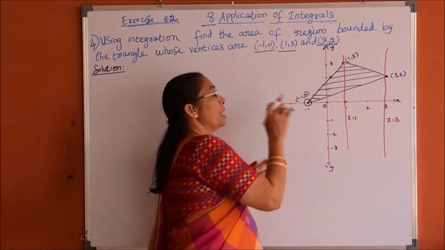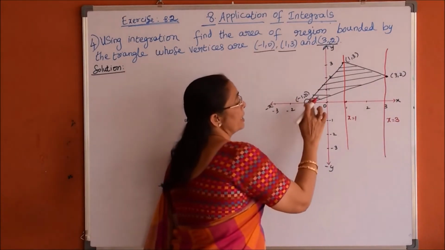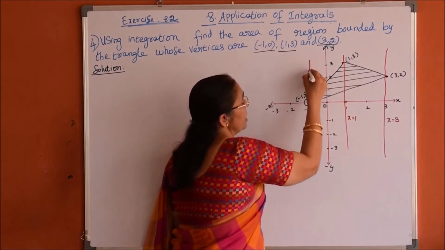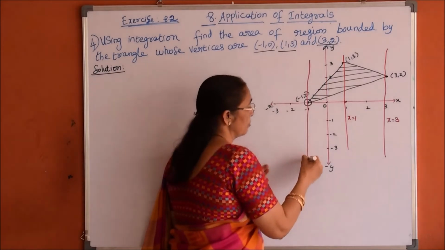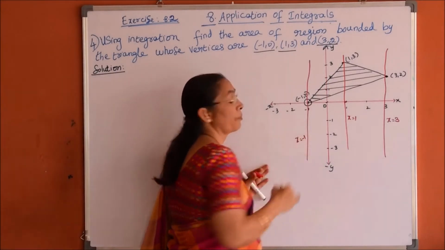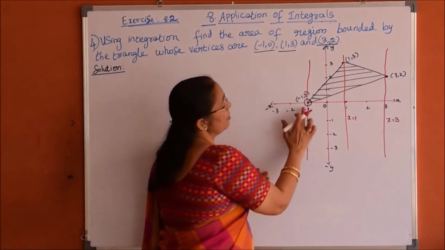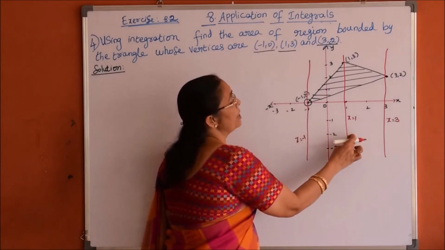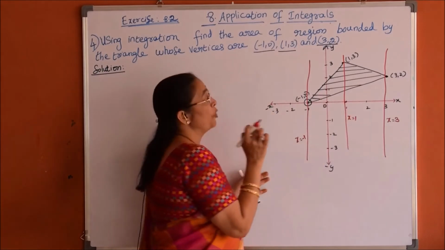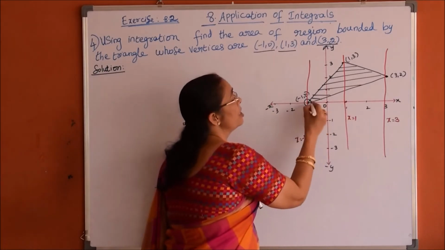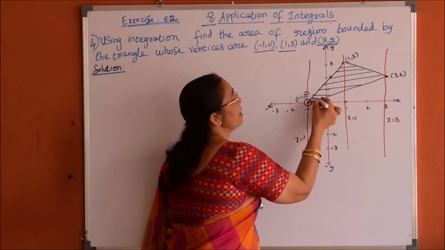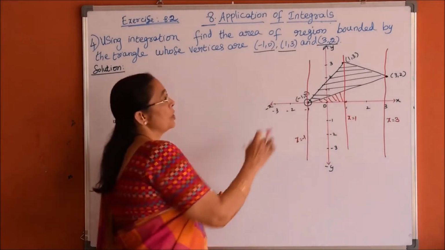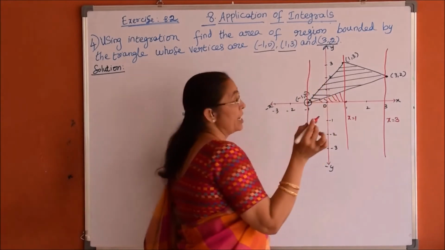So the area covered by the line x equals to, here one more line is there, x is equal to minus 1. The area covered between the line x is equal to minus 1 to x is equal to 1 with the positive direction of the x-axis is nothing but this area, right.